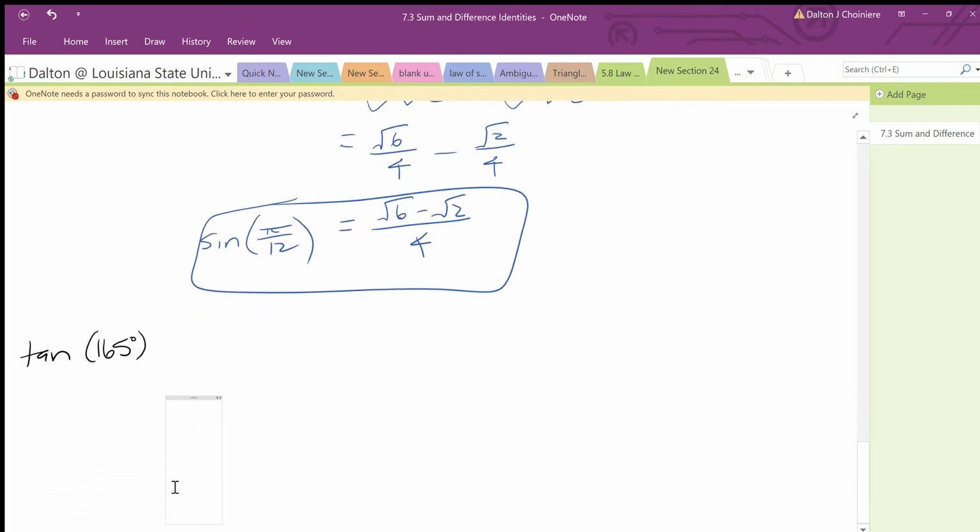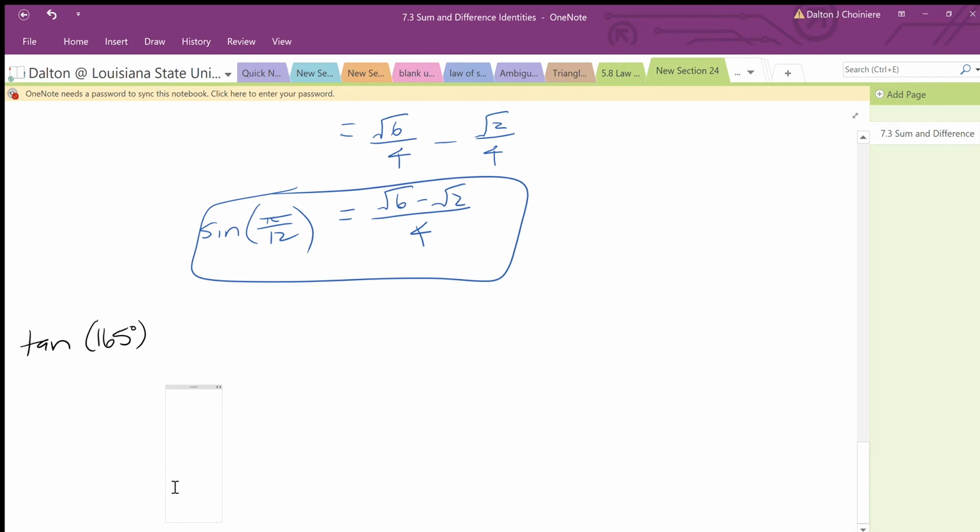Okay, so again, my goal is to figure out how I can rewrite 165 degrees using angles that I know of on the unit circle. So I decided to use the tangent of 120 degrees plus 45 degrees. And I'm sure there are other combinations as well.